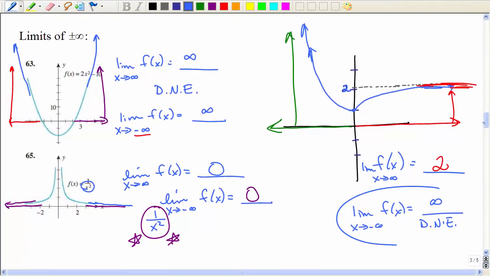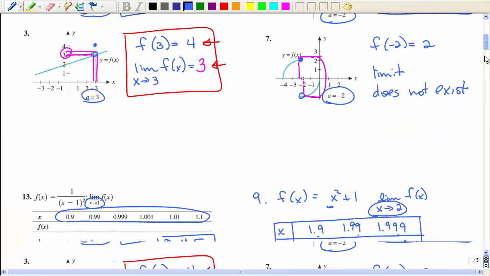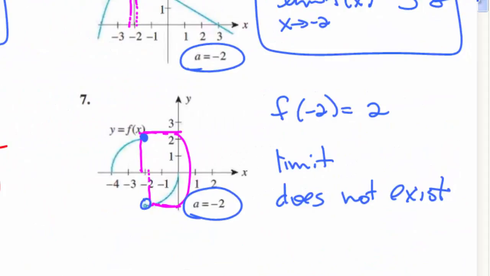Now, that's different than, go way up here to number 7. You could not say positive or negative infinity here. The limit does not exist because these two values just didn't meet.